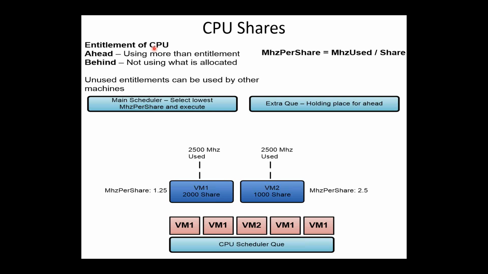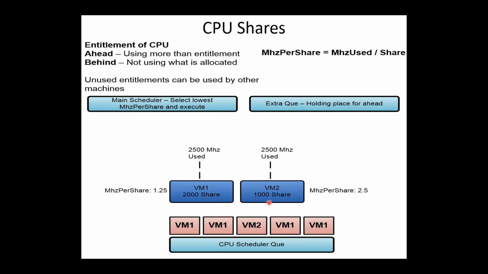All right, so CPU shares. Every CPU can be in one of two states, ahead on its cycles or behind on its cycles. So not using what it's allocated, or using more than it's entitled or allocated. As you look at this, we go to megahertz used versus share. This is how we get into that share game. So if we have 2,000 shares allocated to this VM, again, remember I said I would never allocate shares directly to a VM. That's a bad idea.